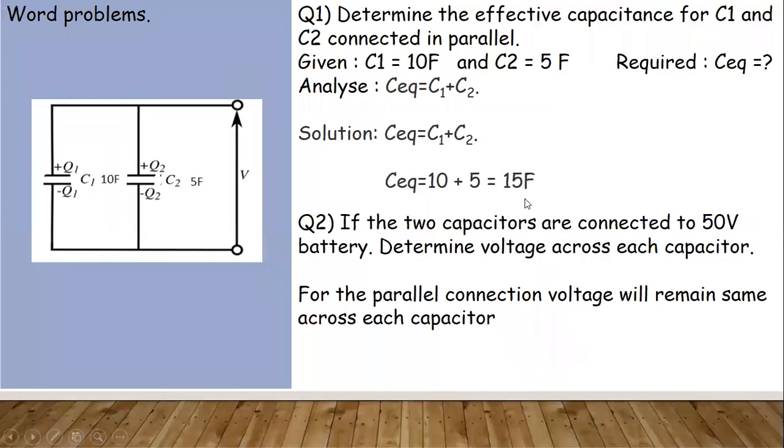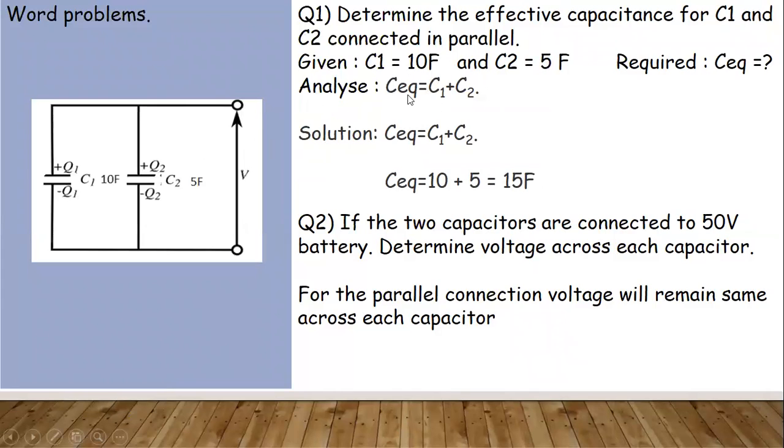Now this is the word problem related to the parallel combination. We have to determine the effective capacitance for C1 and C2 connected in parallel, given that C1 is 10 farad and C2 is 5 farad. What we require is the equivalent capacitance of this circuit. Because they are connected in parallel, as we can see from the same voltage source connected across both capacitors, we can apply the formula we derived earlier for the equivalent capacitance in parallel.